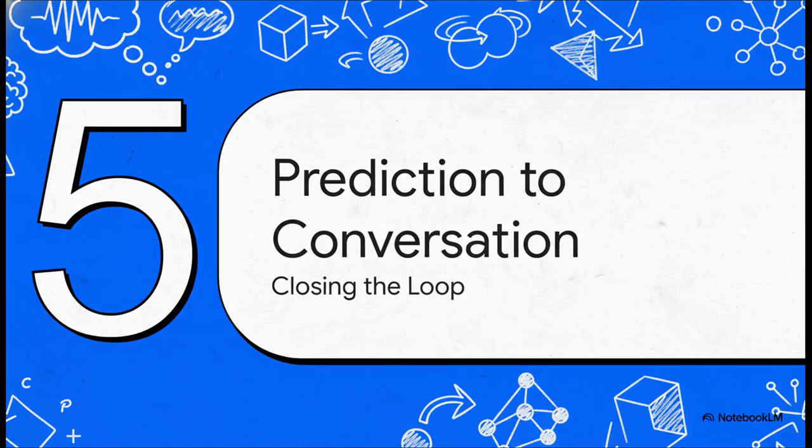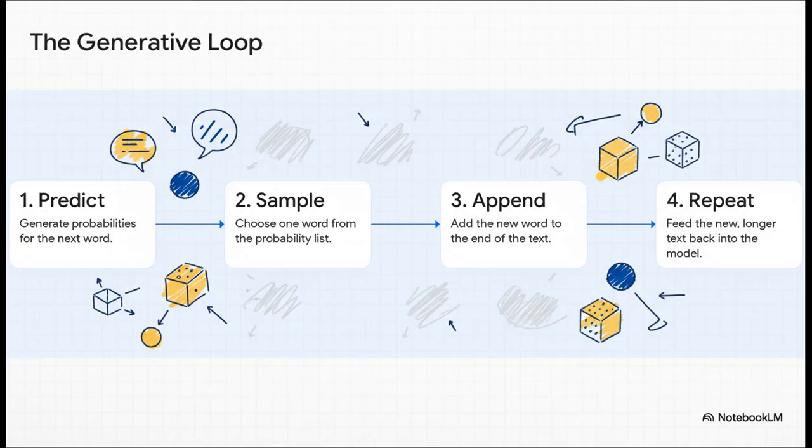Okay, so we've gone from words to numbers, processed them for context, and made a prediction for one single word. How does that turn into a whole conversation? This is where the real magic happens, and it's in a simple but incredibly powerful process, the generative loop. The model predicts one word. It chooses one from the probability list. It then tacks that new word onto the end of the text. And then, this is the crucial part, it takes this new, slightly longer sentence and feeds the entire thing right back into the machine to predict the next word.